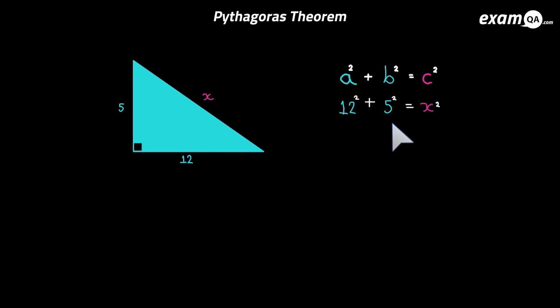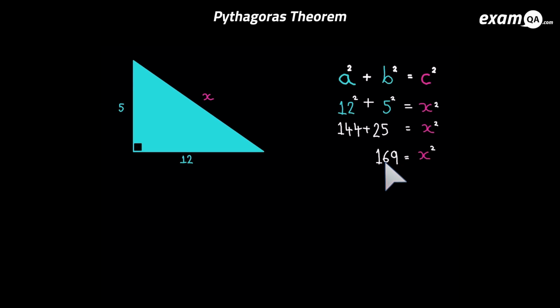Okay, so here we've filled in the formula, and we have 12 squared plus 5 squared equals X squared. The C has been replaced with X, the longer side, and that's a really big must. So 12 squared is 144, and 5 squared is 25. And of course, we can add them up. You can use your calculator if you like. And we have 169 equals x squared.